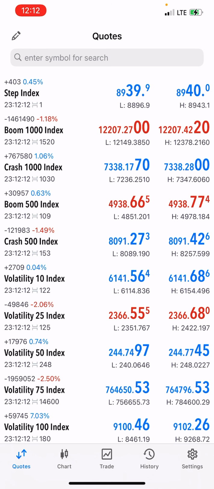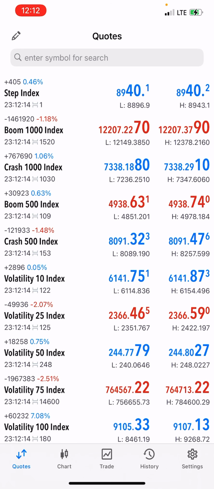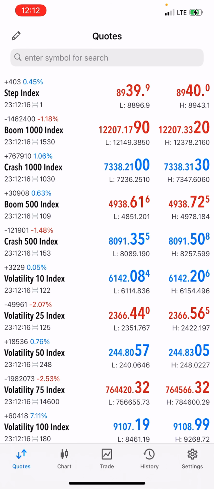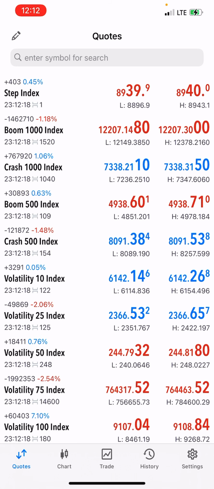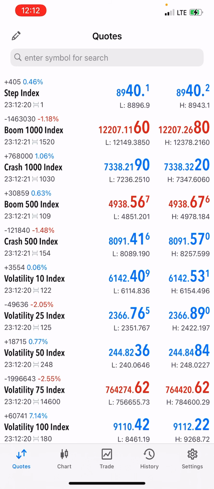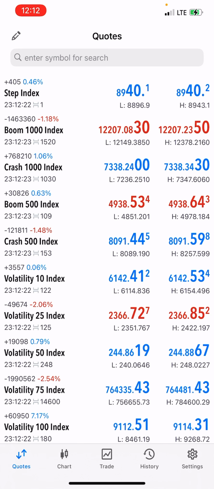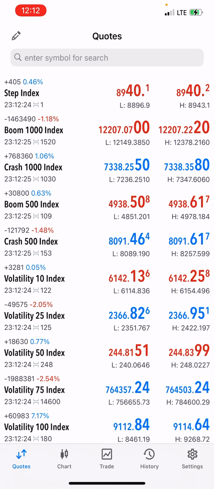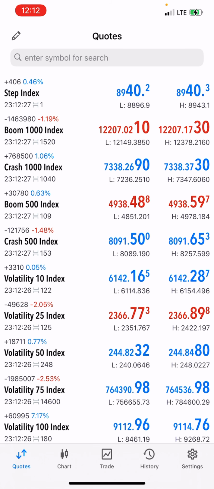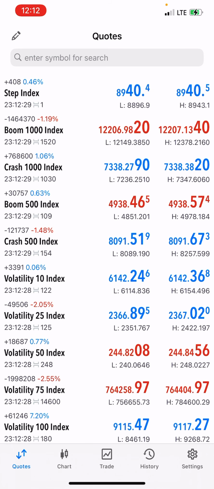So guys, in this video I'm going to show you how you can trade volatilities. If you want to make money trading volatilities, make sure you stay tuned to this video and watch it to the end. Don't skip any part, because in this video you're going to learn a lot, like how to trade volatilities and make money for yourself.